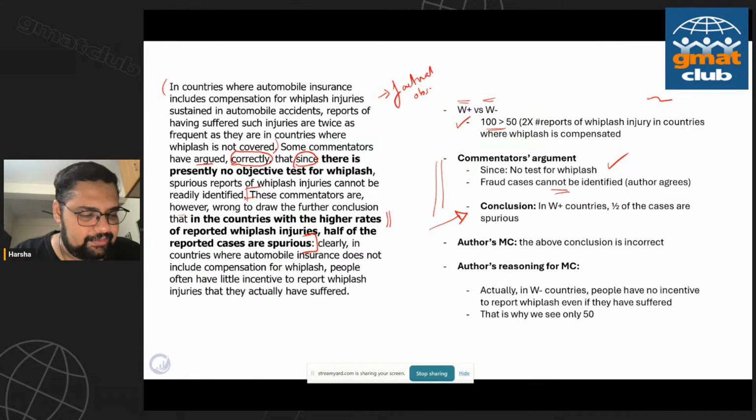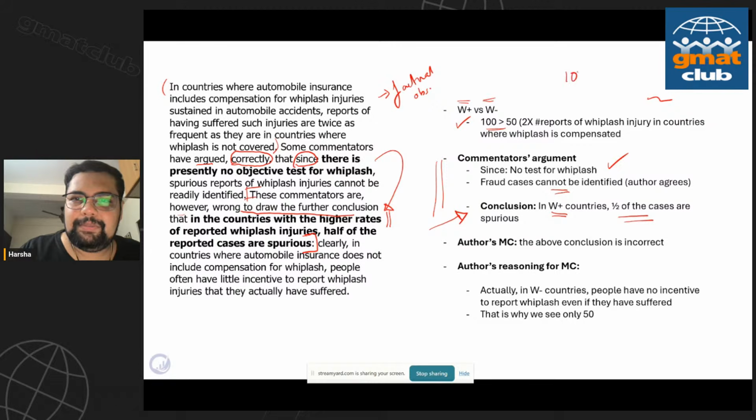For those of you who did not see it before, do you guys see that the commentator's conclusion is kind of mentioned here? It's kind of nested within the author's conclusion. So the commentator is actually going on to draw the further conclusion based on the data point that is boldface 1. That conclusion is that in countries where whiplash is covered, half of the cases are spurious.